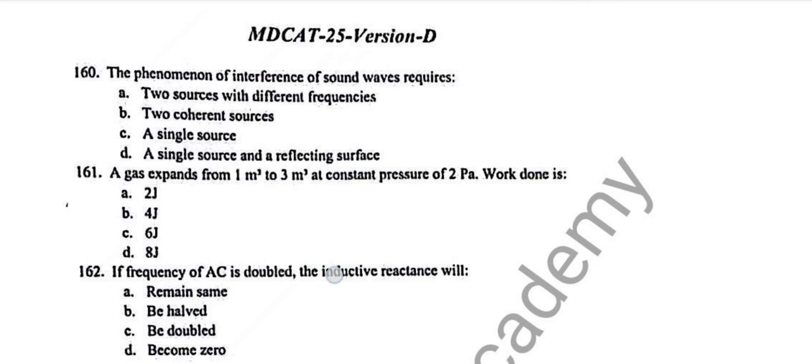Question number 161. A gas expands from 1 m cubed to 3 meters cubed at a constant pressure of 2 Pa. Work done is B, 4 joule.